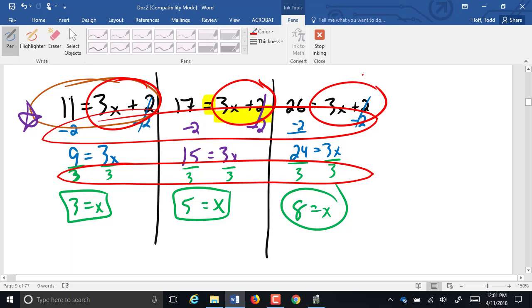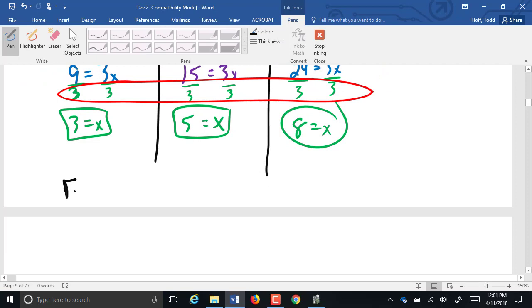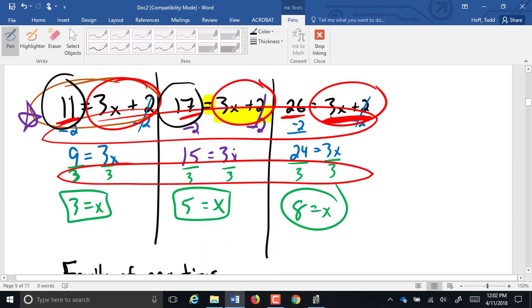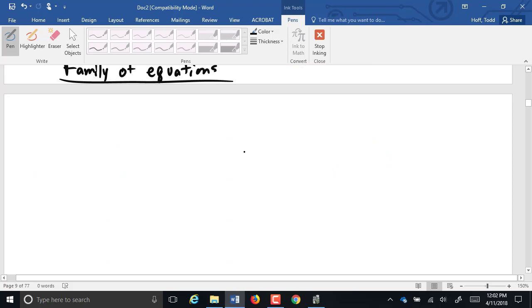There is an infinite number of equations that we could write that have that exact same formula, 3x plus 2 on the one side. We can change this number over here to any possible number and still come up with that equation. Well, that is what is referred to as a family of equations. A family of equations is just like that. It's solved using the exact same steps, but that number on the other side can change.